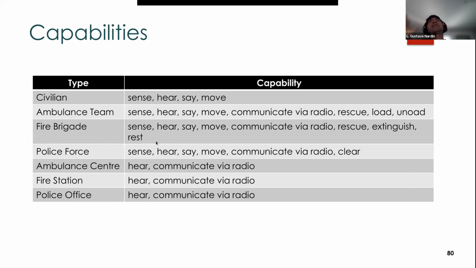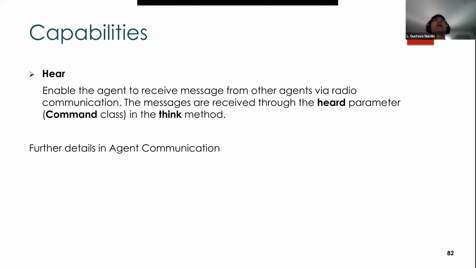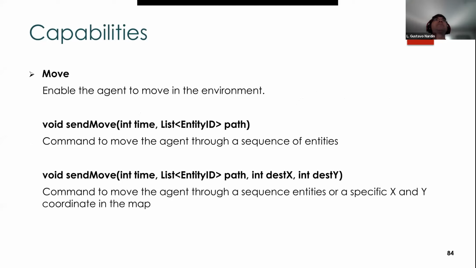So you can think of the ambulance as able to rescue civilians, unbury civilians, and transport them to refuge. Fire brigade can extinguish fire, but they can also unbury civilians from the debris. And the police force can clear the roads. That's basically what this capability means. I will not go into the details here. I think you can look at the slides later.